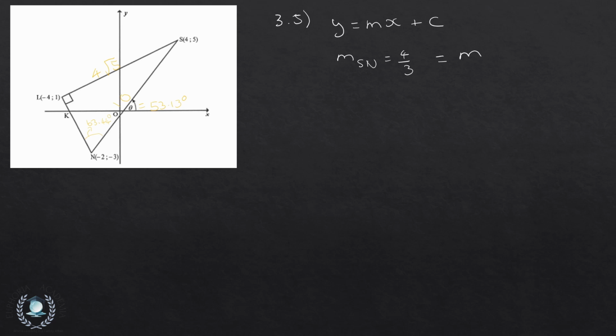So I'll just call that gradient m. So we have a gradient, and we have a point called L, and that point has the following coordinates: (-4, 1). So we're going to find the equation of the line using the gradient-point form, and you write it as the following: y - y1 = m(x - x1).